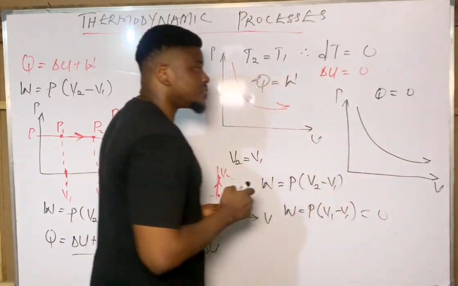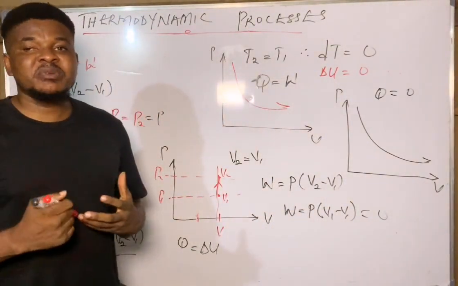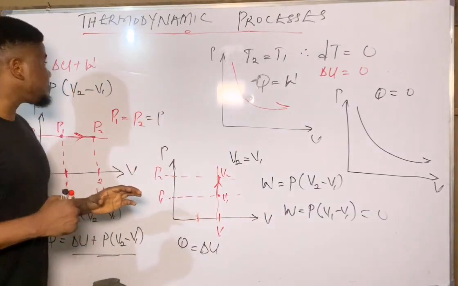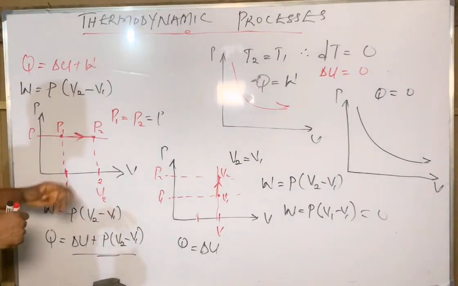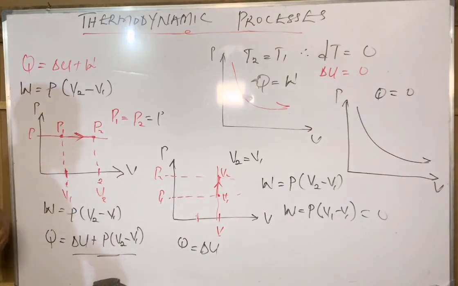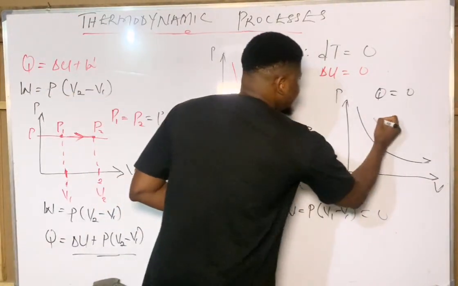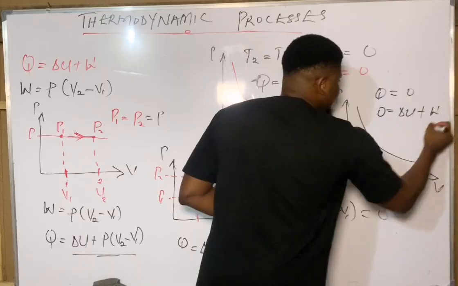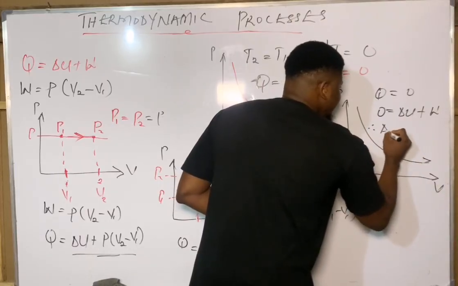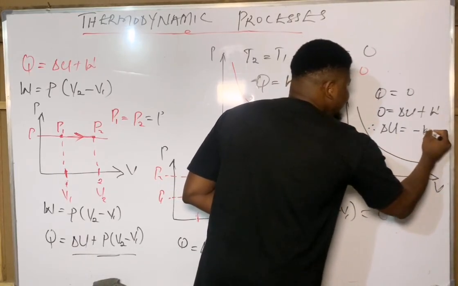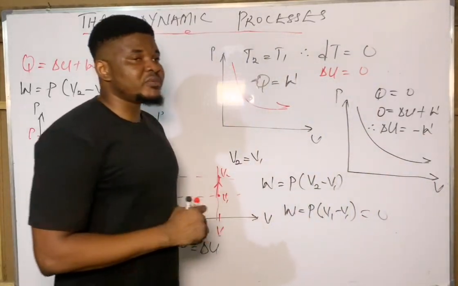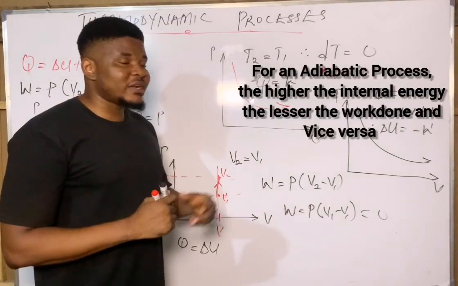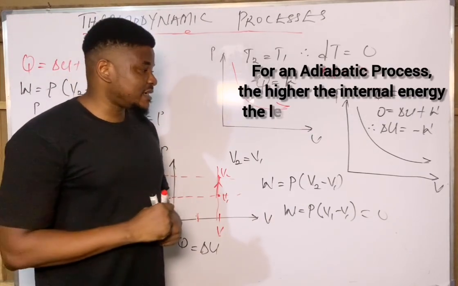For this process, I mentioned earlier that the heat supplied is simply what? Equal to 0, because heat is conserved. Heat is not being exchanged to the environment, therefore heat is conserved. And if it is 0, then that simply means that from the first law of thermodynamics, 0 is equal to change in U plus W. So you're going to have 0 equals change in U plus W. And therefore, change in internal energy is going to be what? Negative work done. So this simply means that the higher the change in internal energy, the lower the work done, and vice versa.